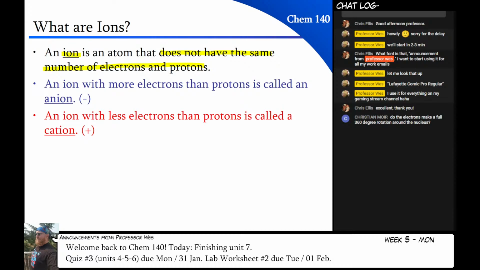Do the electrons make a full 360-degree rotation around the nucleus? So I'm not sure what you mean by that in terms of position, or do you mean that they themselves spin on their own? Because electrons do spin, just like the Earth spins and causes the day-night cycle. Electrons do that, but they also go around the nucleus in a rather random and chaotic pattern. I would not call it a 360-degree path, because their path is very abrupt and essentially random.